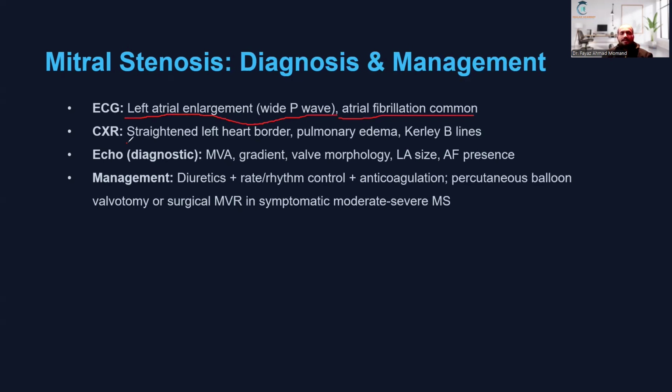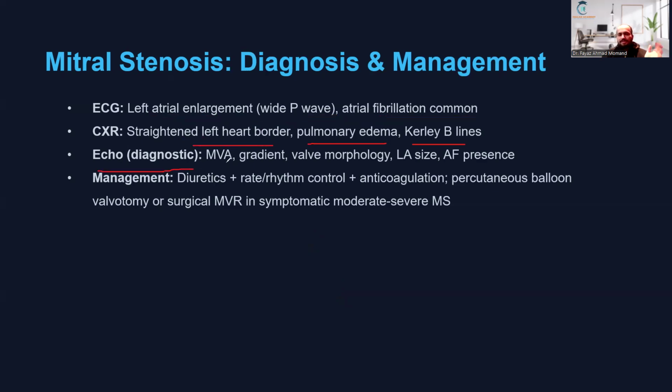Chest X-ray with mitral stenosis is interesting. The left heart border becomes straight because the atrium swells up or gets enlarged, and the ventricle is already supposed to be larger than the atrium. So instead of showing a curve, the left heart border becomes straight. This is something that you would see, a straight left border. Pulmonary edema may be seen. Kerley B lines are also seen in pulmonary edema.